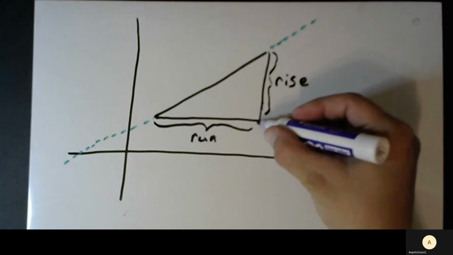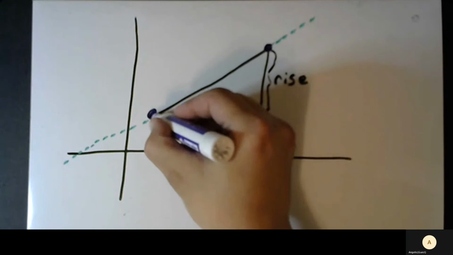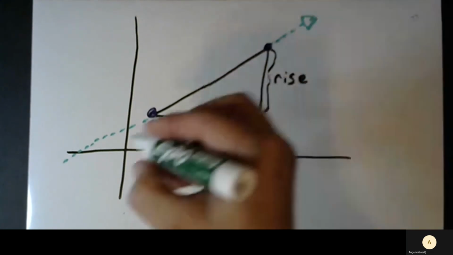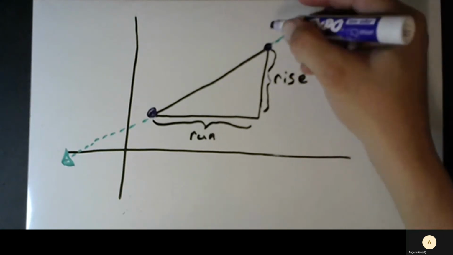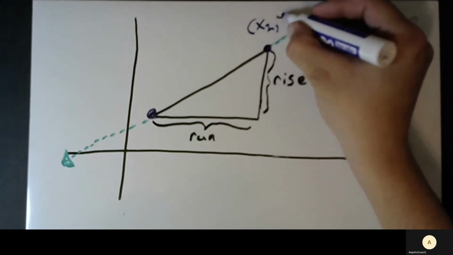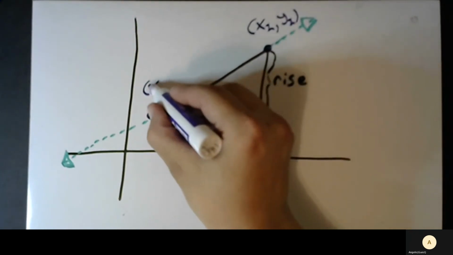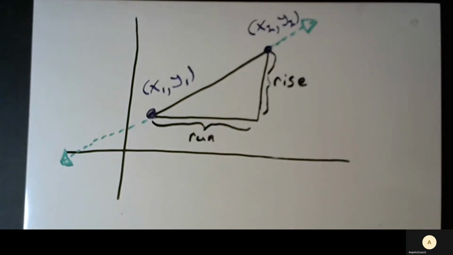Now, what we can do, let's say we have 2 points that are on this line. So this line's going through like this. In fact, I'll put some arrows here to emphasize that this goes on forever and ever. Let's call this point x2, y2. We'll call this point x1, y1. Now, what these little numbers mean, they're called subscripts.